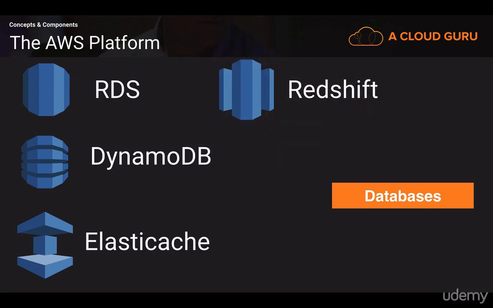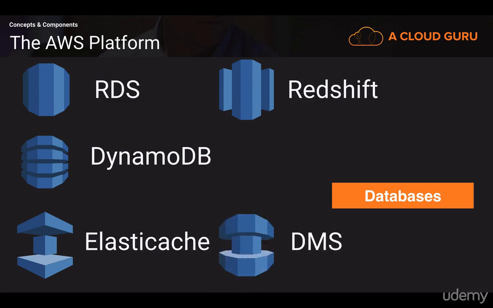And then we have Redshift, and Redshift is basically Amazon's data warehousing service. It's extremely good in terms of performance, and again, this can come up in the exam, so we'll have a section on Redshift as well.